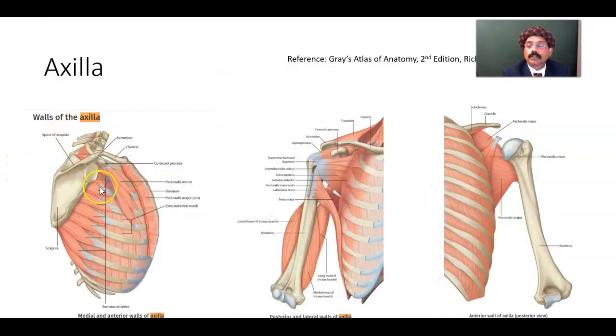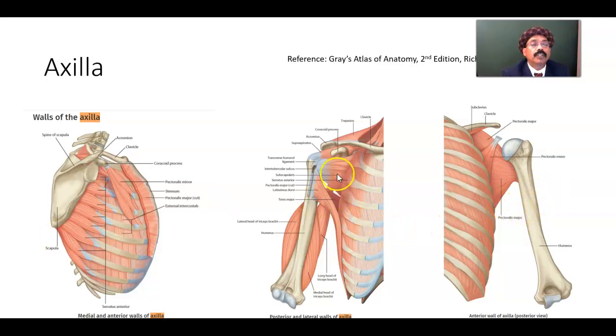Here is our medial wall formed by the serratus anterior muscle and intercostal spaces. The anterior wall is formed by the pectoralis major, pectoralis minor, and certainly the subclavius. Underneath the clavicle we get the subclavius. On the posterior aspect we are getting that. And this is the posterior and lateral wall.